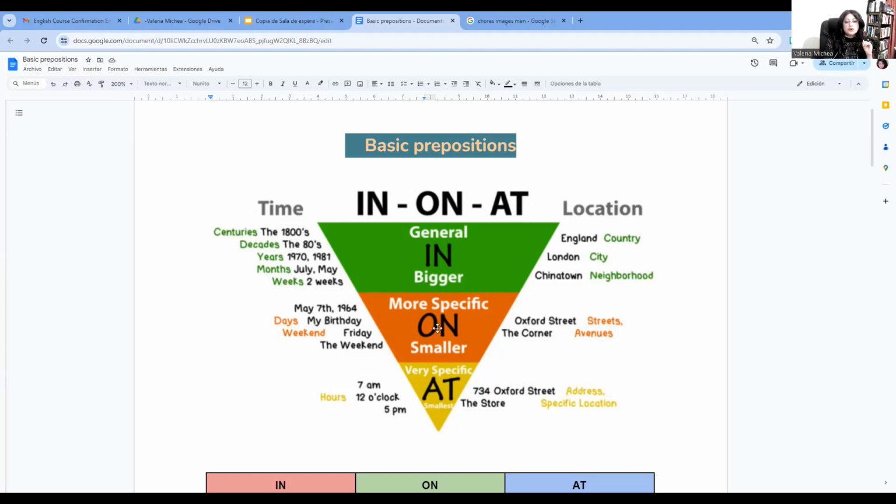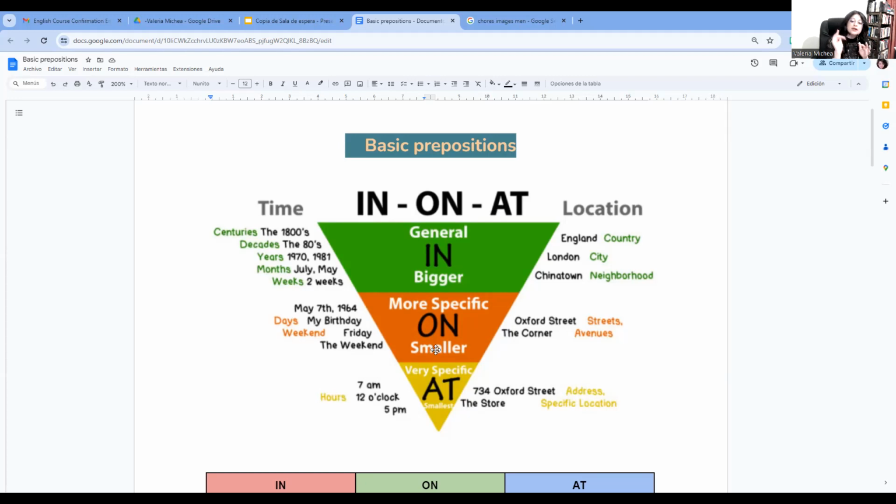Then if you want to use on, you have to be more specific, and on is only useful when you're talking about days of the week, like on Monday, on Tuesday, dates, as in on March the 20th, and when you want to talk about the weekend, on the weekend. And regarding location, you are going to use on when talking about streets and avenues. So on Padilla Street, on America Avenue.